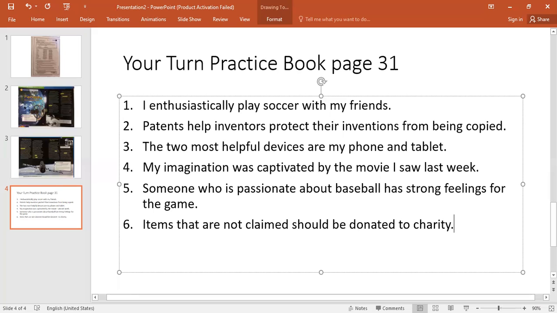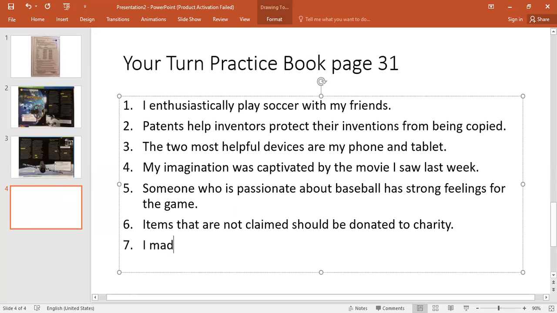Again, the word claimed means when you declare something as your own. So the people who lost these things did not come and ask about them. So we agreed that the best thing to do is to donate these to charity, to people who need them. Number seven, what is a breakthrough you have made when trying to learn something new?